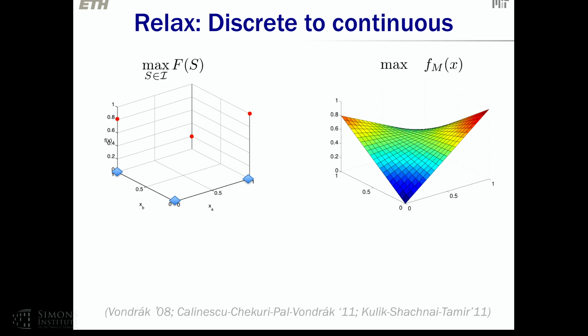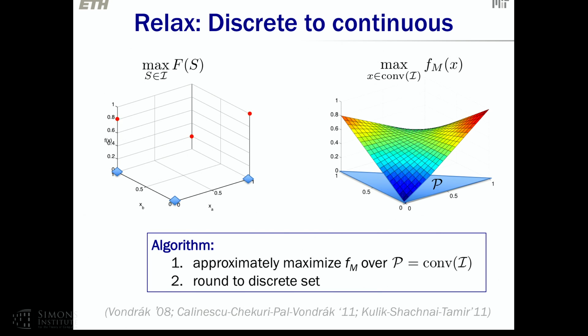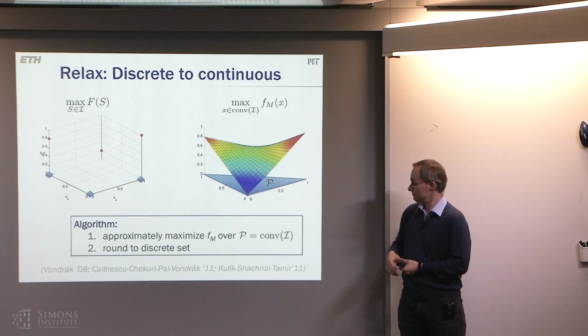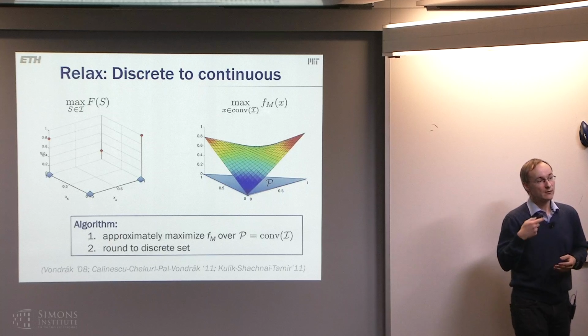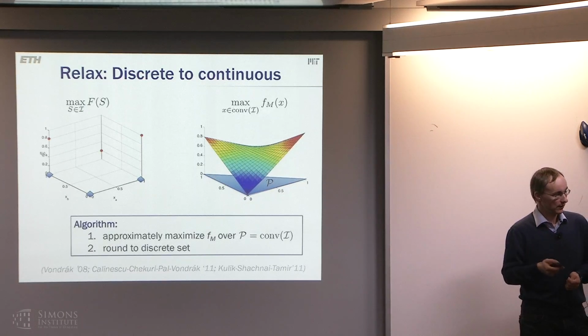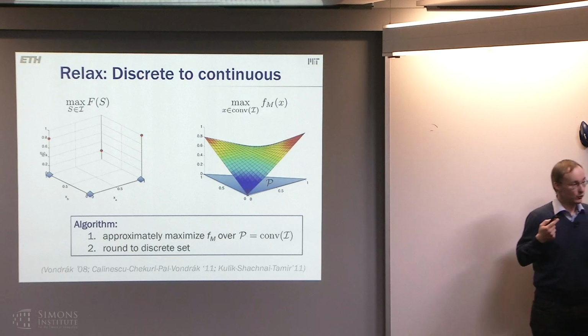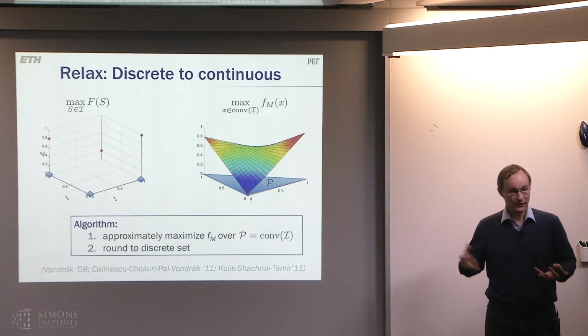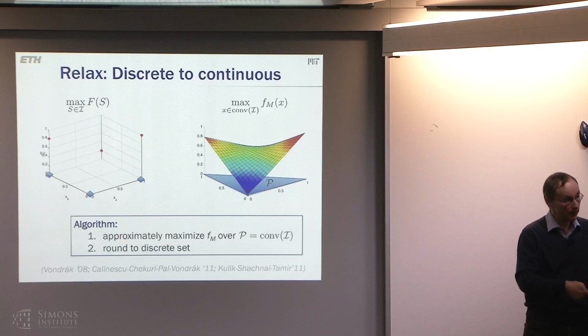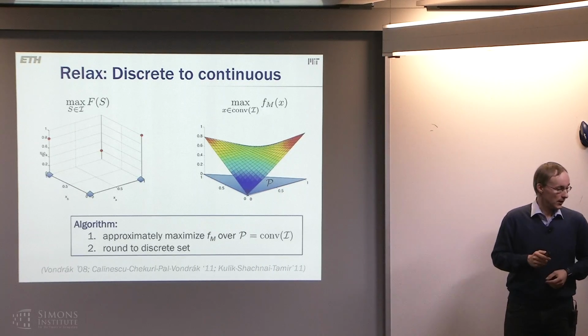But of course we have to somehow deal with constraints. In the discrete problem we have some constraints, so the question is what to do about those. What we're going to do is simply look at the convex hull of those constraints. So the general algorithmic framework is to approximately maximize the continuous function over this polytope, the convex hull of the constraints. That gives a fractional solution, and then we somehow round it to get the discrete solution back. That's the general strategy, and of course there's a bunch of questions: what kind of relaxation to use, how to optimize it, and how to round. We'll talk just a little bit about that.